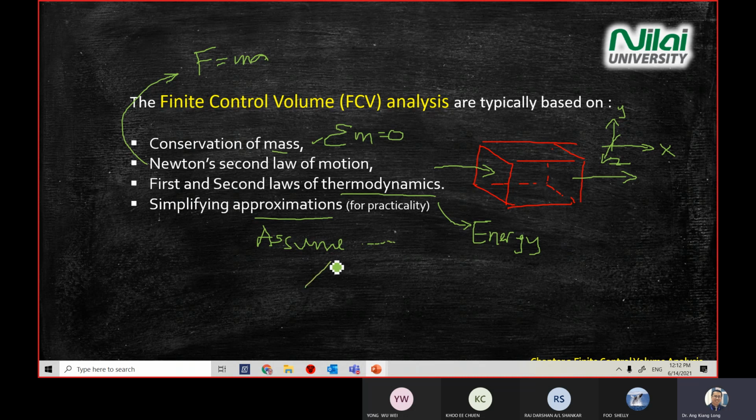Then you can cancel some parameter inside the equation.